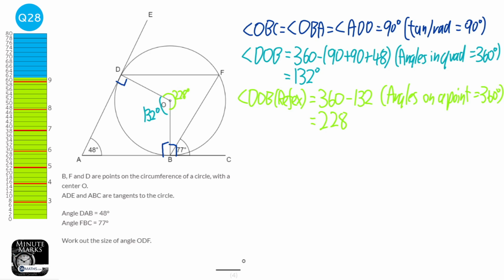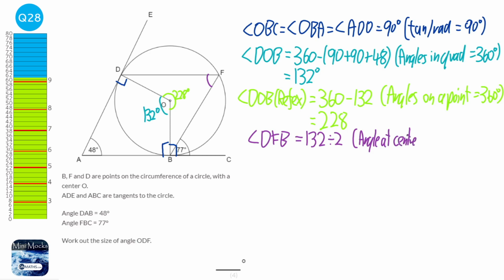Now we can also use the circle theorem to work out this one, because we've got an angle at the centre and an angle at the circumference, and the angle at the centre is twice the angle at the circumference. So angle DFB is going to be 132 divided by 2. Angle at centre twice angle at circumference. Okay, so when we halve that, 132 halved is 66 degrees. We should really put degrees on these.